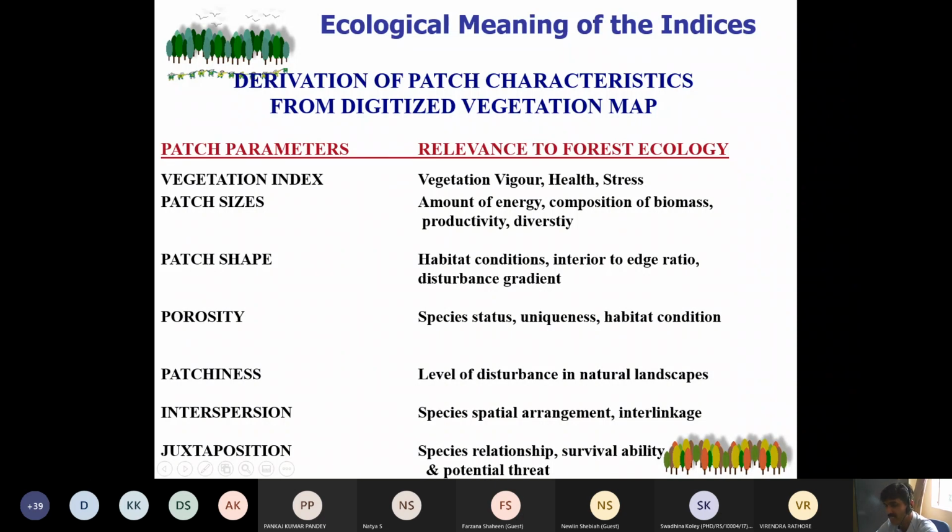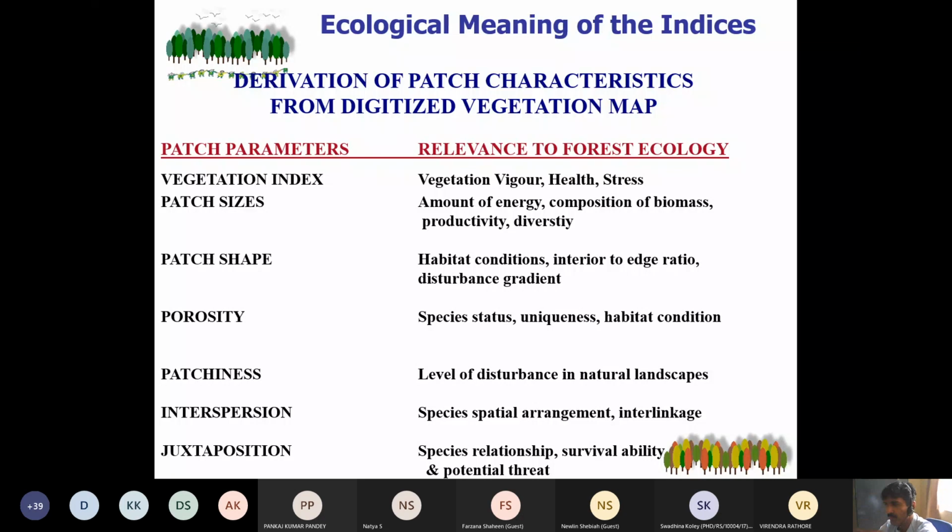The patchiness will give the disturbance information, that means the number of patches, number of species, or the number of vegetation types present in my landscape. If there are more types, that means more diversity, because if there is a homogeneous species, that means the disturbance is less and the dominance is more. Interspersion, how they are interlinked, can also be quantified to understand the species migration. Juxtaposition is very important information, and it also provides whether there is a survival threat to that particular species if they are surrounded by friendly species or non-friendly species. That can also be quantified using the juxtaposition index.